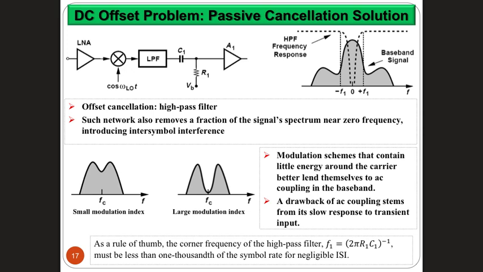And here it talks about calculating the corner frequencies based on some rules of thumb. The rule of thumb says that the corner frequency of the high pass filter, F1, is equal to 1 over 2 pi R1 C1, and it must be less than 1/1000 of the symbol rate. So if this notch filter has a corner frequency of comparable value to your symbol rate, the rate of your transmission, if we are talking about digital transmission here, then you will end up with different symbols interfering with each other.